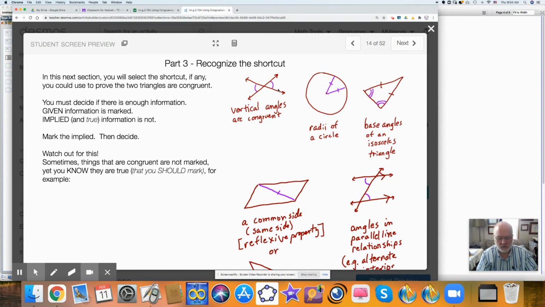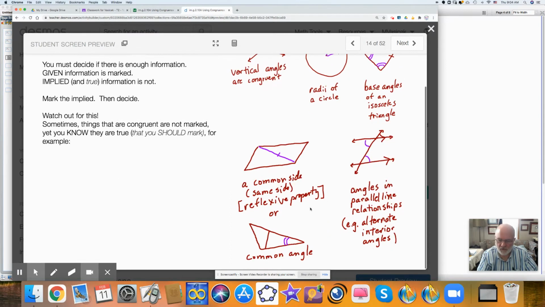I'm not going to mark vertical angles are congruent, but if you look at your drawing, you can mark them and you can say the reason they are congruent is because they're vertical angles. Same with the radii of a circle, those are congruent. Unless you're trying to prove the isosceles triangle theorem, you could say, well, the base angles of an isosceles triangle are congruent. Or if it's a common side.